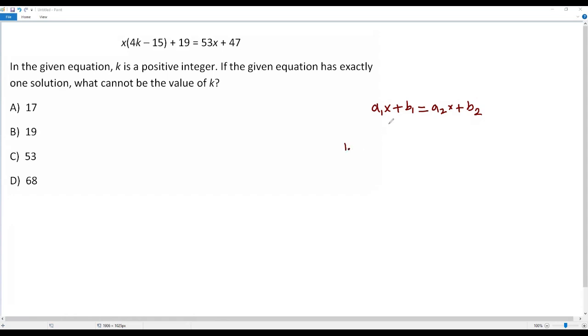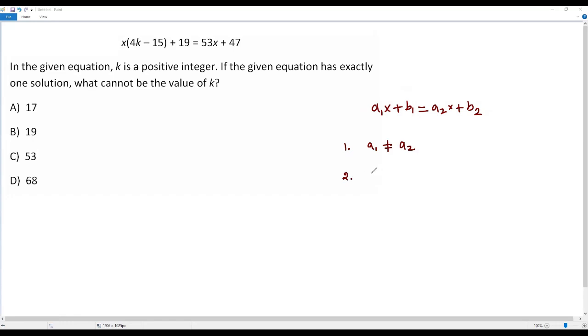The first case is the equation has exactly one solution. If this equation has exactly one solution, then the coefficient of x on the left side and the coefficient of x on the right side cannot be equal. That is, a1 and a2 cannot be equal. In that case, this linear equation will have exactly one solution. We don't have to worry about the values of the constants b1 and b2. They may be equal or they may not be equal. So if the equation has exactly one solution, the coefficients of x on the two sides cannot be equal.